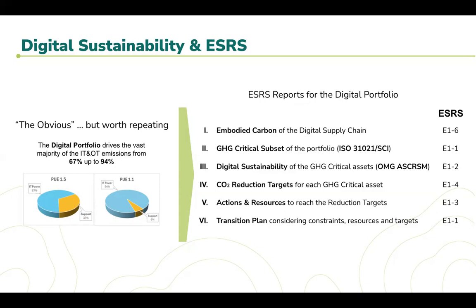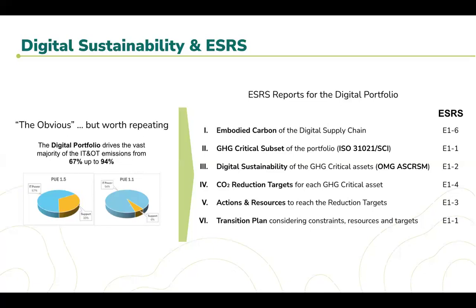And on the right side, you see what we did with Riccardo to arrive at an ESRS report for the digital portfolio of Autostrade. First, calculate the embodied carbon of the digital supply chain. So beyond the hardware embodied carbon, calculate also the one in the supply chain for software. Calculate, and that's where we use SCI, what is the critical subset of applications in the portfolio that are really important from a sustainability point of view.